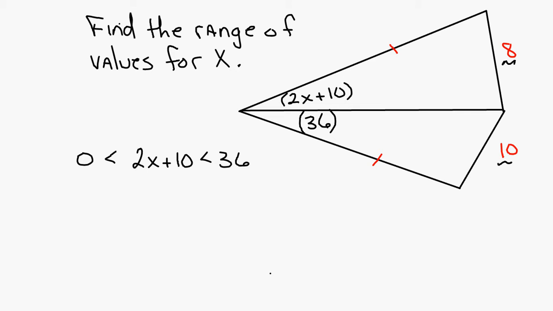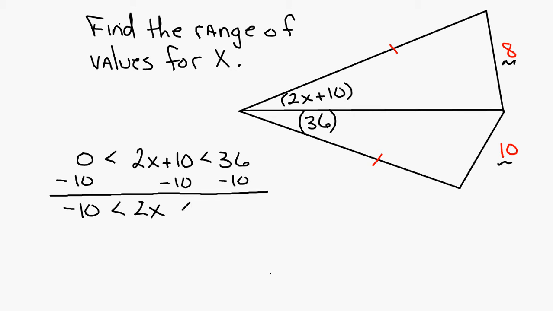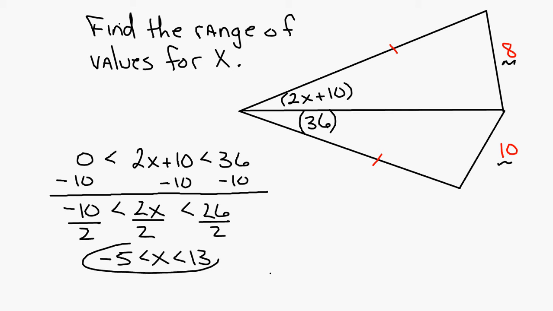All right, compound inequality, you subtract 10 from each side. You subtract 10 from the middle, from the right, and from the left. So negative 10 is less than 2x, which is less than 26. And then you divide everything by 2, the middle, the right, and the left. So your range of values for x is negative 5 is going to be less than x, which is going to be less than 13. That is your range of values.